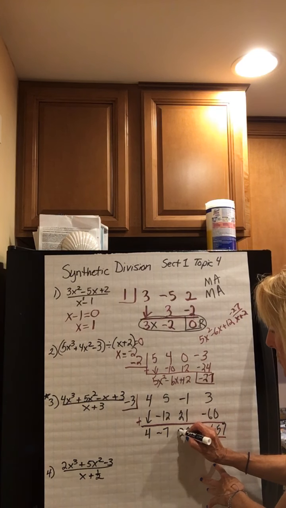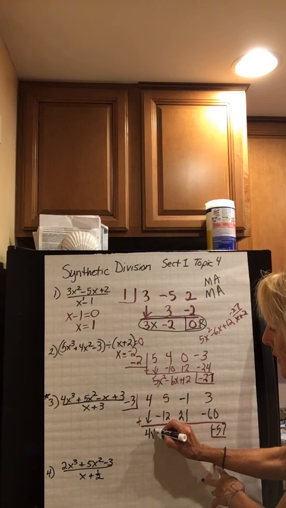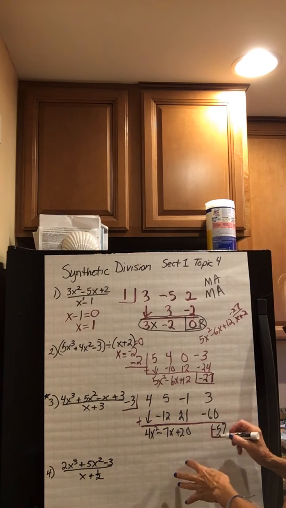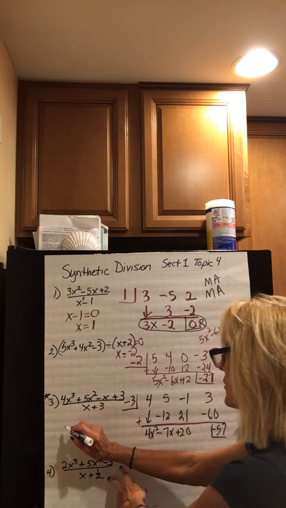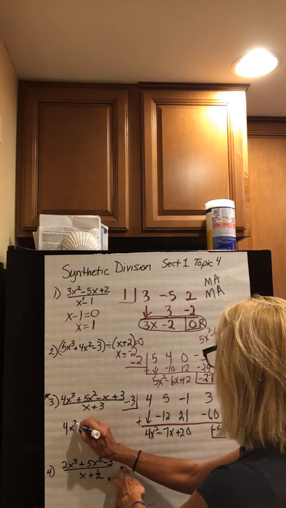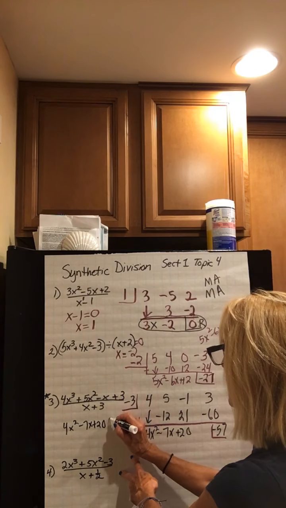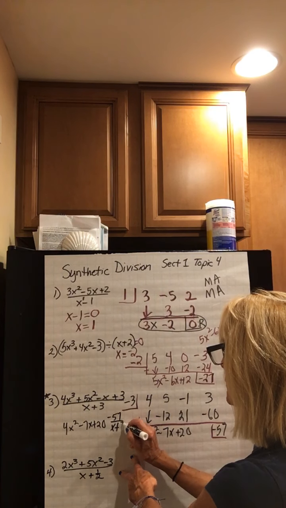Then I go back. This is a +20. That's your constant. That's your x. That's your x squared. Let me put my glasses on to make sure. Well, yeah, I'm still good. So your answer would be 4x squared minus 7x plus 20. I'll put that right here: 4x squared minus 7x plus 20 with a remainder of -57 over the divisor x plus 3.